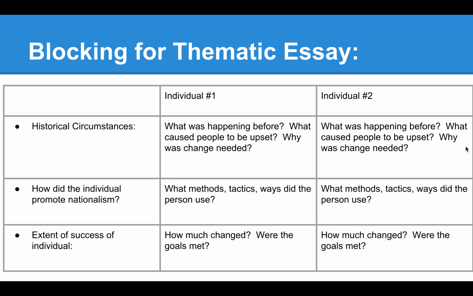Okay? So let's say, if I was going to do historical circumstances, what's happening before Otto von Bismarck? Well, Germany's not unified. Germany wants to be unified. They want the Austrians out. They want to be connected. There are industrial revolutions happening, and Germany wants to be a part of that. Change was needed because Germany felt connected. And so Prussia takes that and rolls with it.